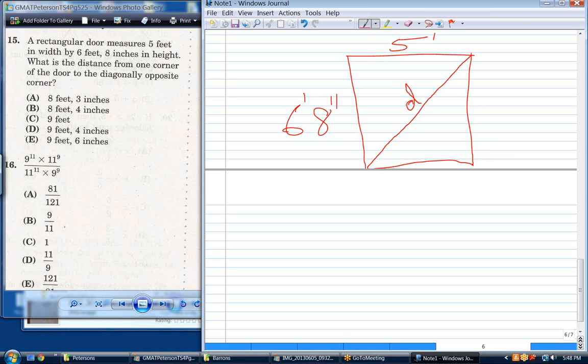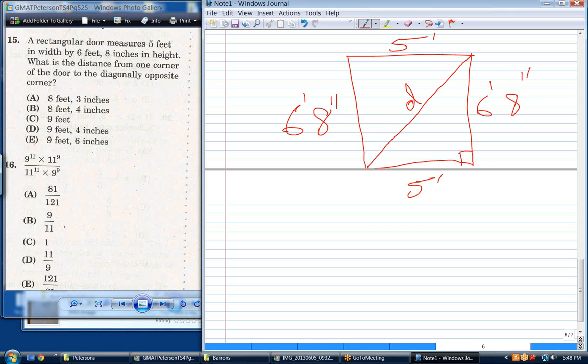What is the distance from one corner of the door to the diagonal opposite corner? So there's D, the diagonal. This becomes a Pythagorean theorem problem because we know this is a right angle. So this is 5 feet, and this is 6 feet 8 inches. So how do we handle this?